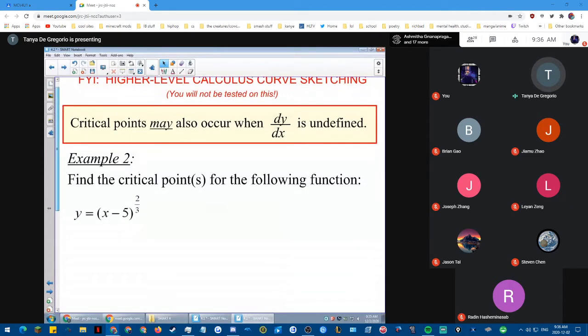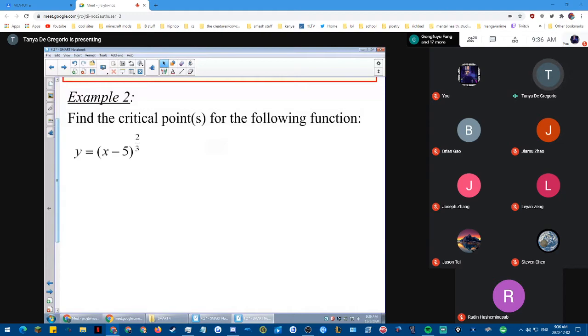Okay, example 2. Find the critical points for the following function. Now please notice it didn't ask for a max or a min. It just asked for critical points. So that's all you need to find. How do I find critical points? Who's going to do it for me? Careful. So this would be 2 over 3 minus. Okay, good. And then we have to set this equal to 0. So to set this equal to 0 and solve, we're going to do this.